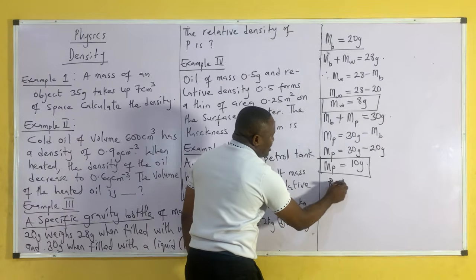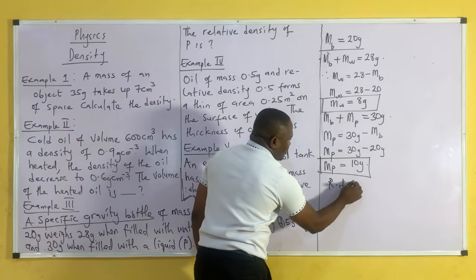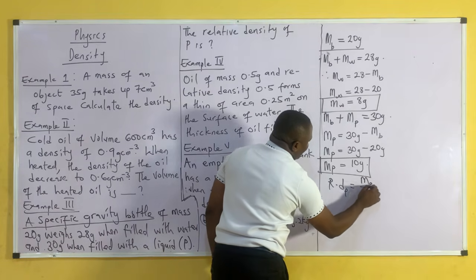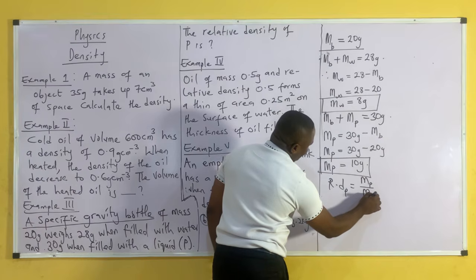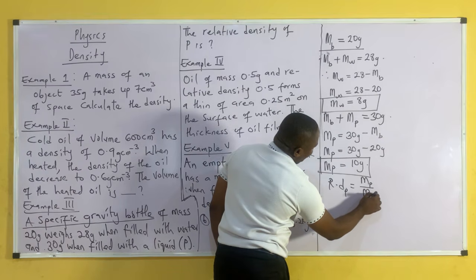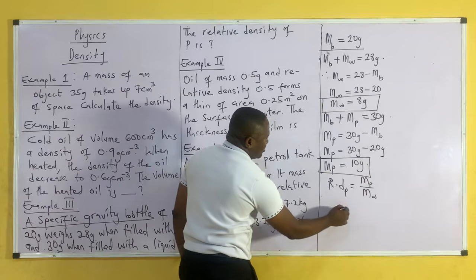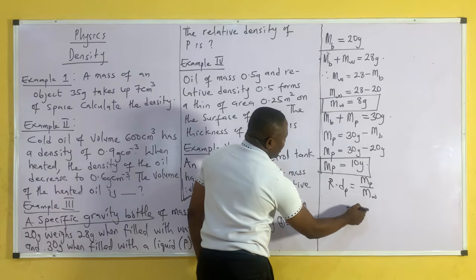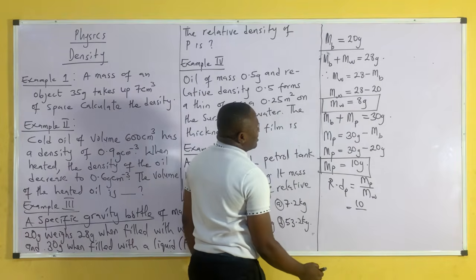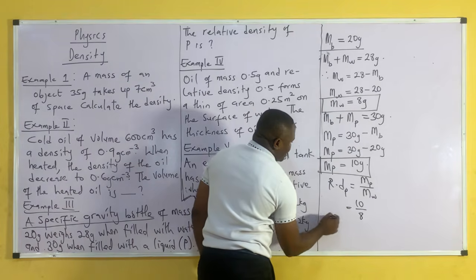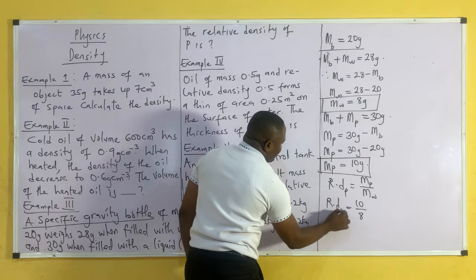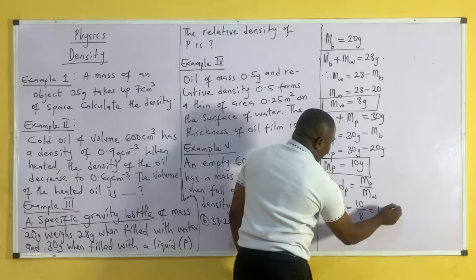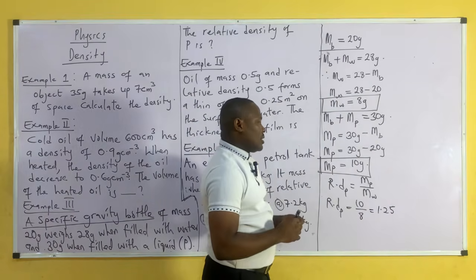Relative density of the liquid P will be equal to mass of liquid P over mass of water. So the mass of liquid P is 10 over the mass of water, which is 8. So the relative density of P will be 1.25. Remember, relative density has no SI unit.